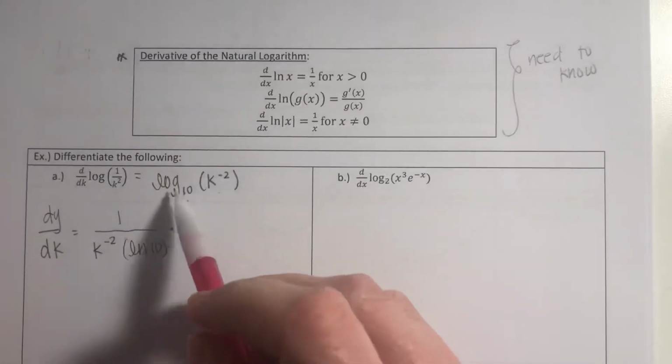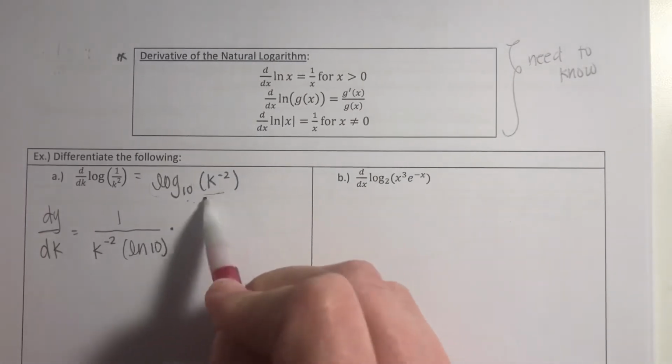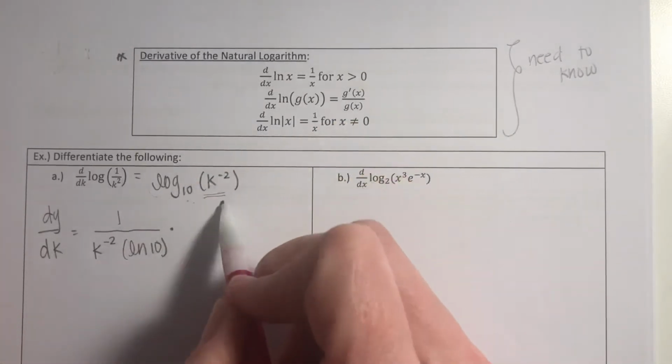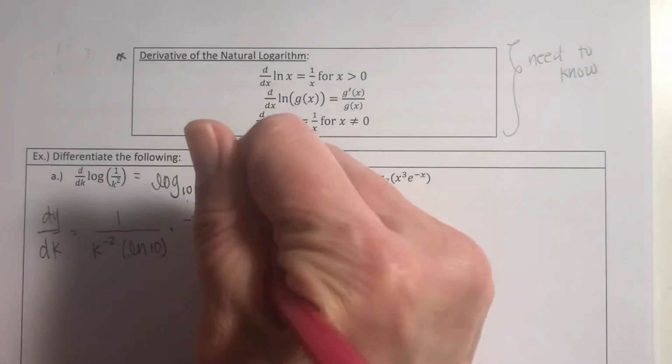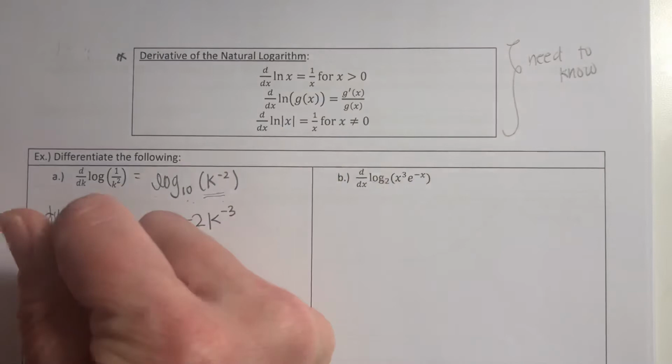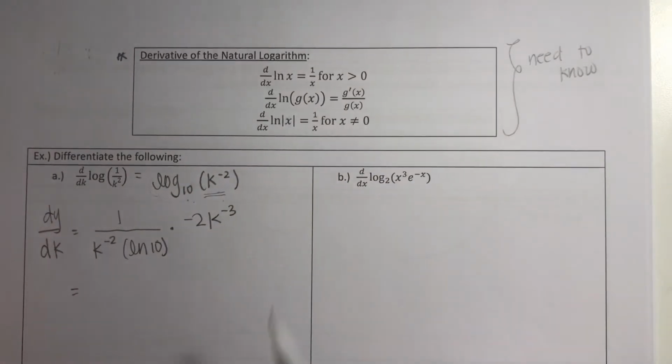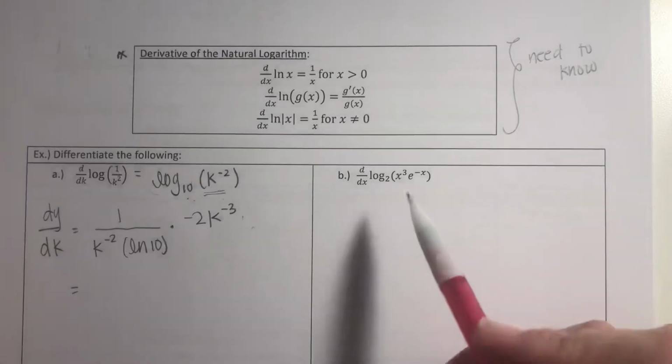And since this is an outside function and an inside function, we have to use the chain rule and multiply by the derivative of the inside, which is negative 2k to the negative third. And again, this is cleaning this up quite a bit. Let's go ahead and look at the next one.